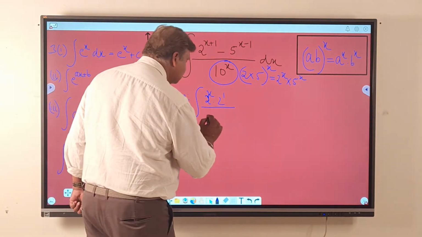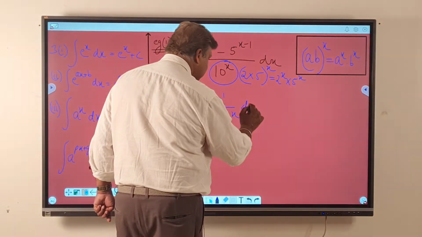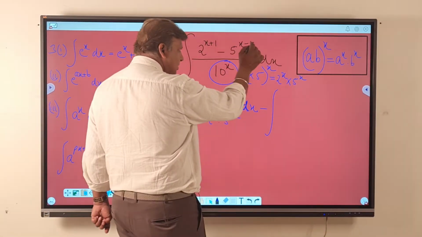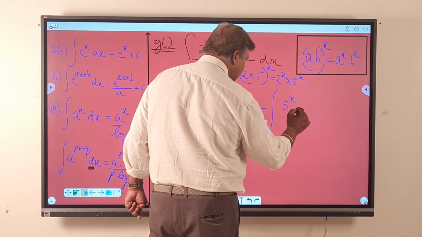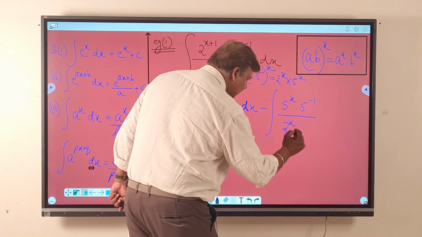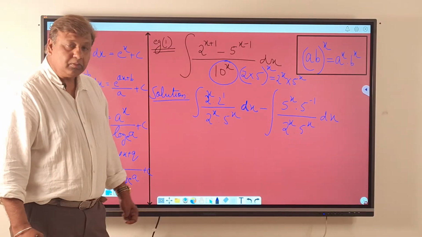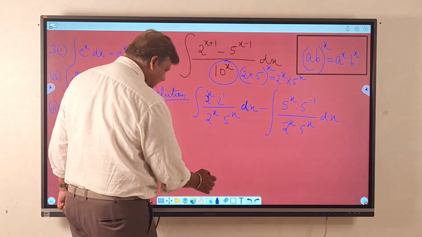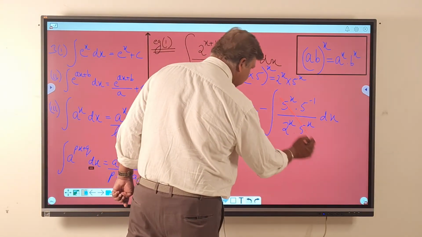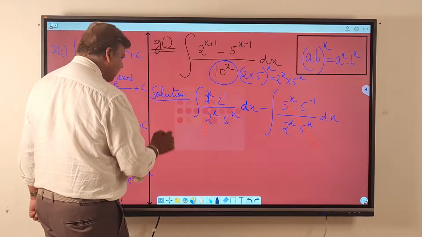And I'll split it. So 2 raised to power x into 5 raised to power x is in the denominator. You have a dx, and minus 5 raised to power x minus 1 can be written as 5 raised to power x into 5 raised to power minus 1, and the denominator contains the same 2 raised to power x into 5 raised to power x. Isn't that right, students? So 2 raised to power x, 2 raised to power x gets cancelled. 5 raised to power x, 5 raised to power x gets cancelled here. Rest is simple only, just application of the formulas.